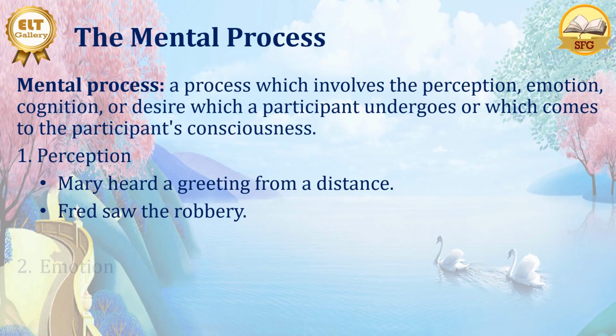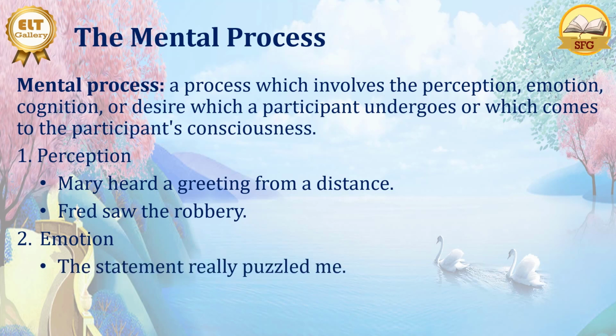That's a perception. Now we have emotion. The second kind of mental process is emotion, like in the statement, it really puzzled me. So puzzling, that makes me confused. We have the emotion, the puzzle. The food pleases the guest. So here we have the guests who are pleased with the food. So this is also emotion.